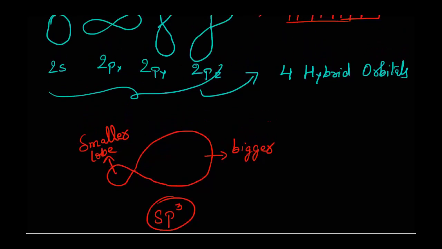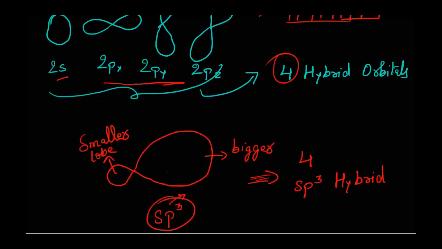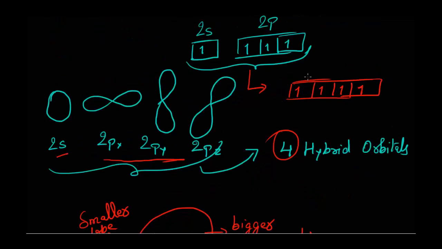And this will be called an sp3 hybrid orbital. Why sp3? Because 1 s and 3 p orbitals are combining to form a hybrid orbital. Not one hybrid orbital, 4 hybrid orbitals, which will be called sp3 hybrid orbitals. So how many orbitals did we get? We got 4 sp3 hybrid orbitals with equal energy.